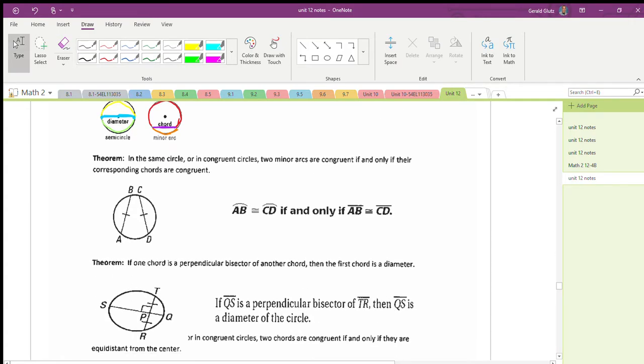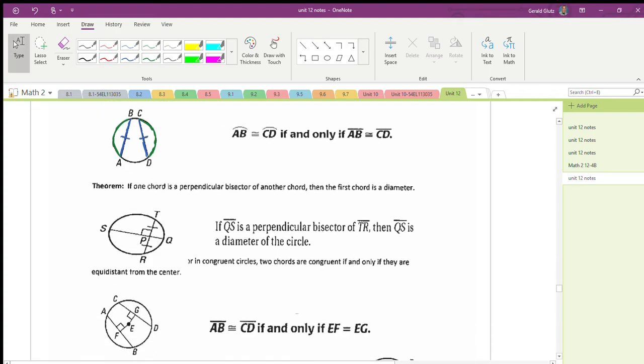So our first theorem says that if we have two chords in a circle and they are the same length, that's what this little symbol means, then their intercepted arcs, these two green ones, are also congruent to each other. And the converse is also true. If I knew the two green arcs were congruent, then the two chords that intercept each arc have to be congruent. I know that was probably confusing, but we'll get to an example eventually.